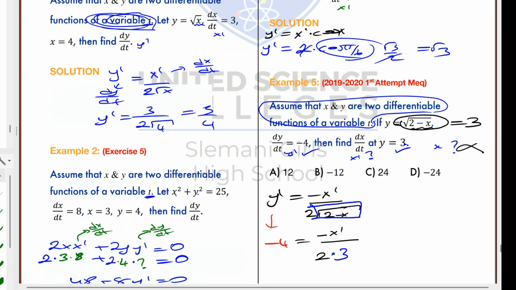So now, let's isolate x prime. Negative 4 times 2 times 3, 6. 6 times negative 4, negative 24. So x prime will be positive 24. Right? It's such a nice question.